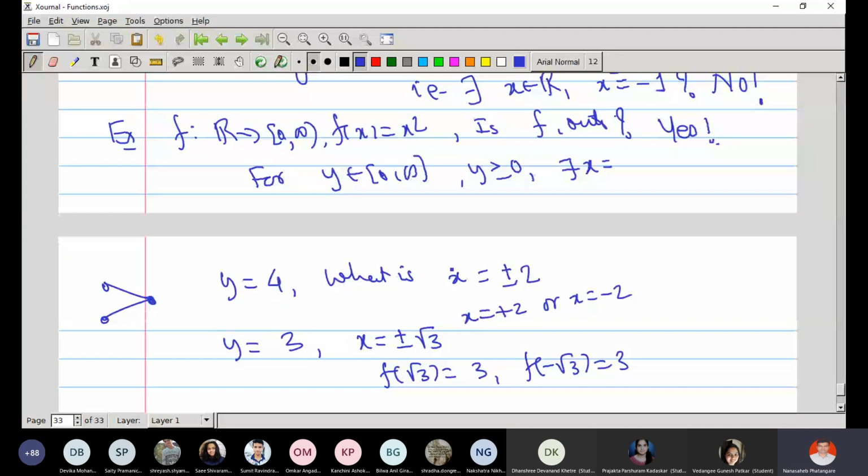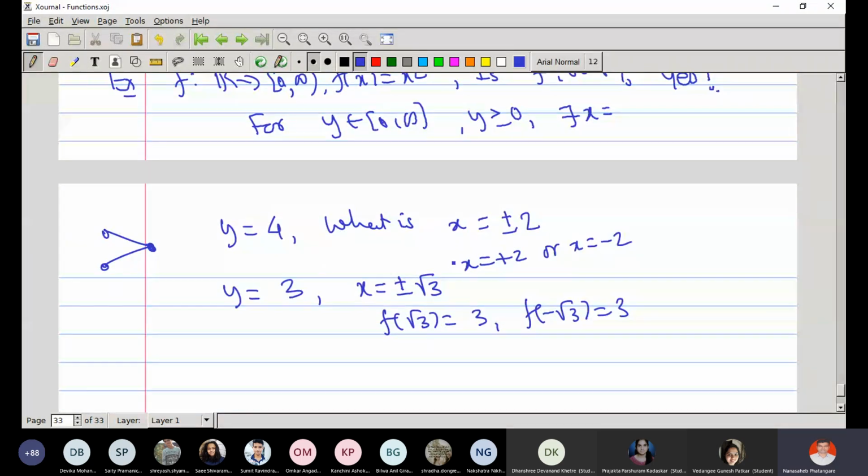So it may happen that there are two preimages. In general, for any y, what is a preimage? Plus or minus square root of y. There are two preimages, except when y is equal to 0. If y is equal to 0, then there is only one preimage.